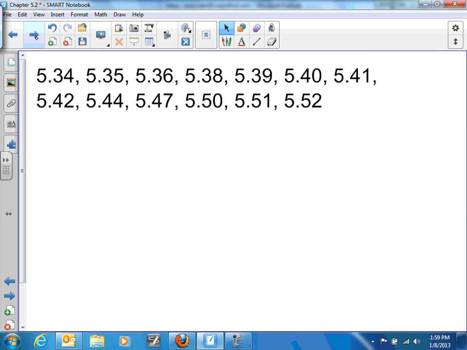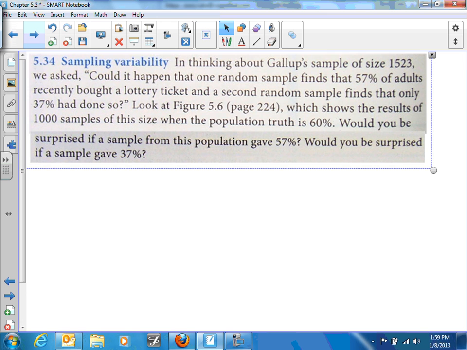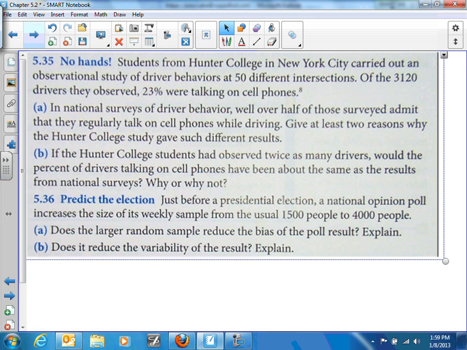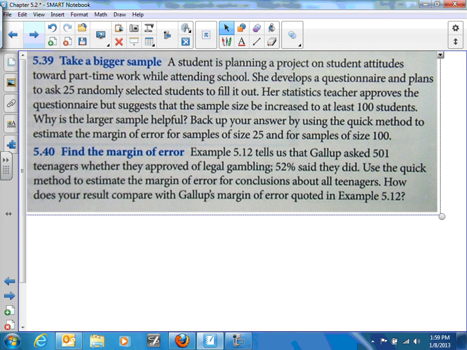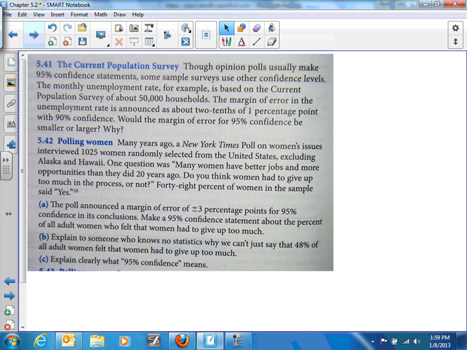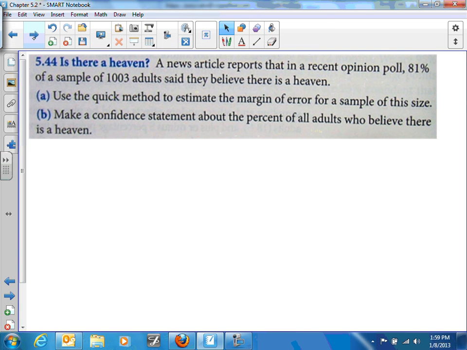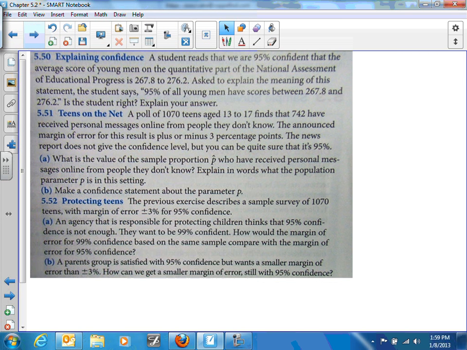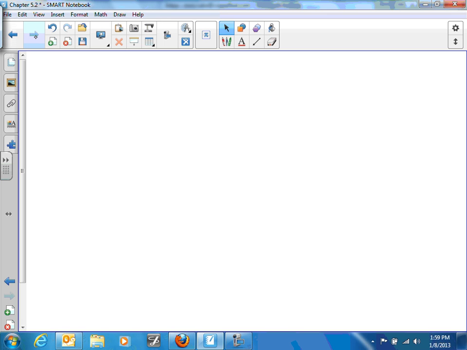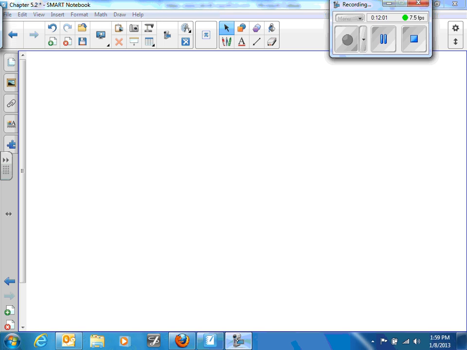Okay? Now, here are the questions that you're going to have to do for homework tonight. Here they are. I'm going to quickly go through them. There's 5.34, 5.35, 5.36. You can pause it if you need to look at them. 5.38, 5.39 and 5.40, 5.41 and 5.42, 5.44, 5.47, 5.50, 5.51, and 5.52. And that is it. Those are due tomorrow as a grade.